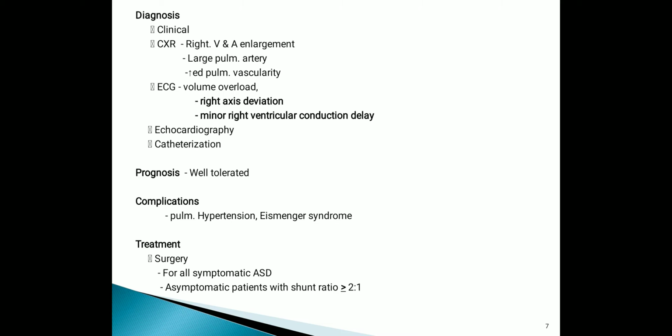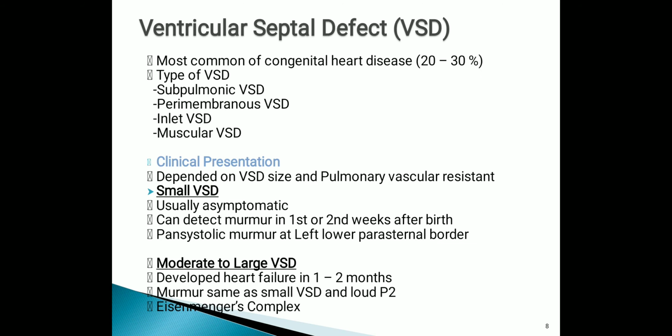Prognosis: well tolerated. Complication: pulmonary hypertension and Eisenmenger syndrome. Treatment: surgery for all symptomatic ASD, and for asymptomatic patients with shunt ratio more than 2:1.